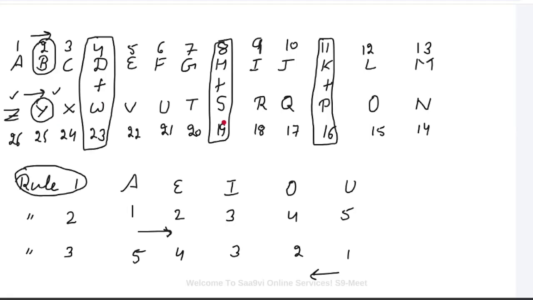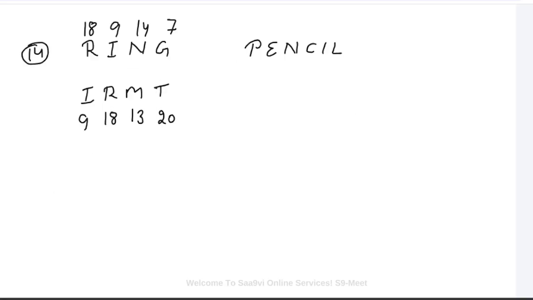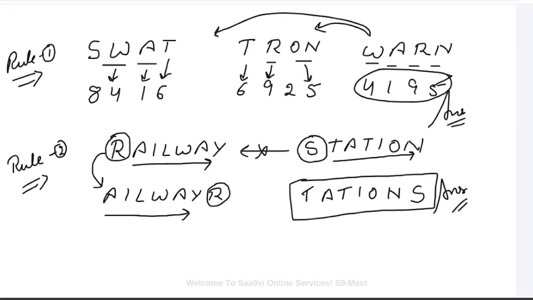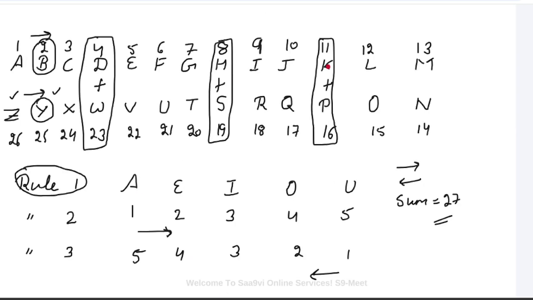Any number, if we add from left and right, the sum will always be 27. So we call them complementary pairs. Now in the example number 14, if I check 18 plus 9, 27, 9 plus 18, 27, 14 plus 13, 27, 7 plus 20, 27. That means they are complementary pairs. We can straight away pick them from this table.